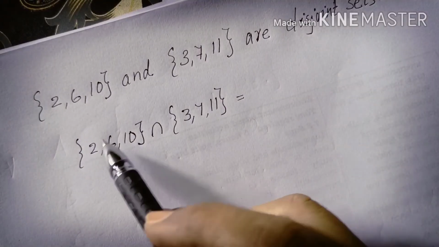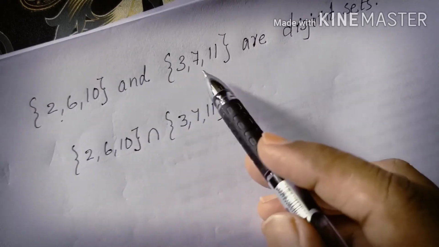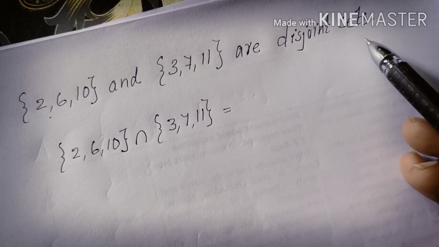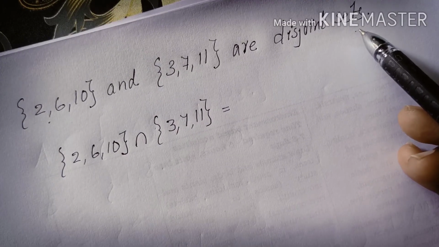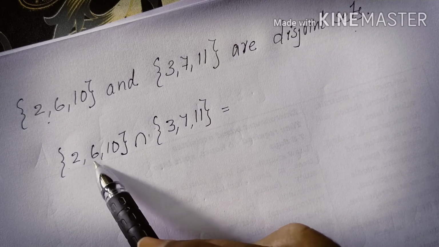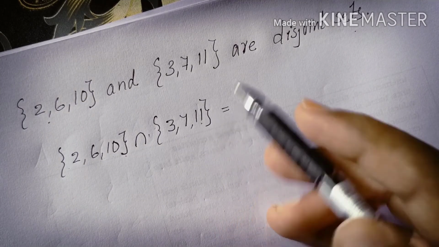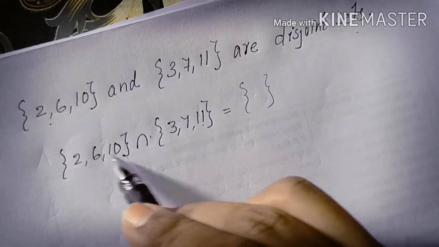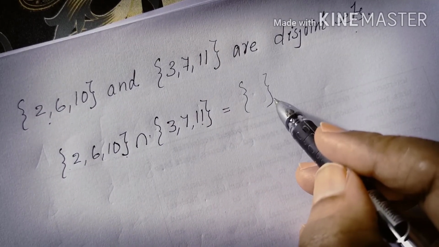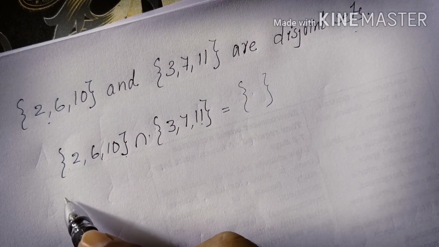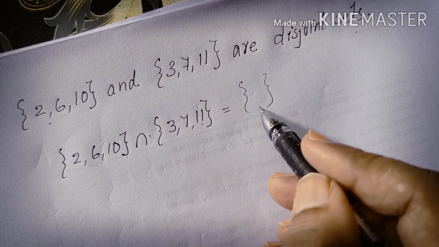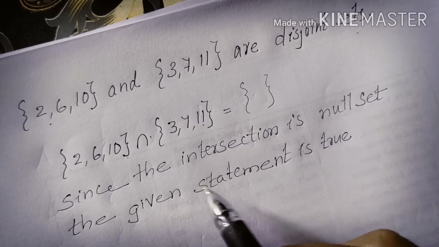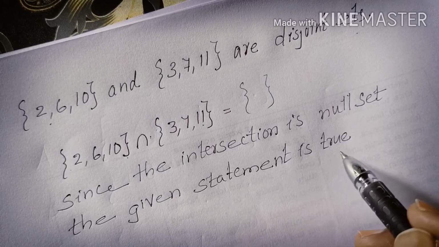Okay, let us see these sets. The statement given is that set 2, 6, 10 and set 3, 7, 11 are disjoint sets. So, here we will find the intersection of 2, 6, 10 and 3, 7, 11. It's a null set. There are no common elements between these two sets. Is there any common element? No, it's a null set. So, the sets are disjoint. So, the given statement is true, since the intersection is a null set.